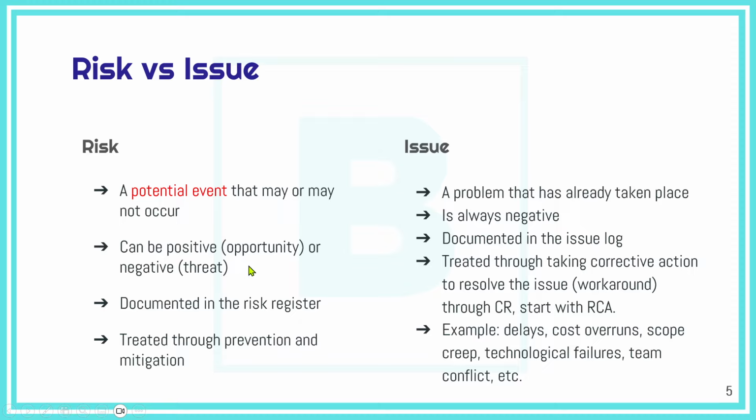And a risk can be positive, called an opportunity, with a potential positive impact, or can have a potential negative impact, called a threat. The risk is always recorded in the risk register and treated through preventive actions. However, issues are always something negative which has already happened, and are treated through corrective action or a workaround. Usually we start with root cause analysis, and we fix it or apply corrective action through a change request. And the issue is always documented in the issue log.